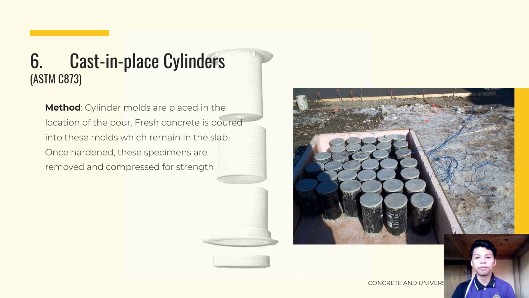Nilalagay ang sample sa compression machine at ini-input sa machine ang relevant data katulad ng sample dimension, sample shape, at load rate. Pagkatapos nito ay iraran ang test hanggang sa magkaroon ng failure sa concrete. Pagkatapos ay ire-record ang maximum load at kinakalculate ang compressive strength ng concrete.